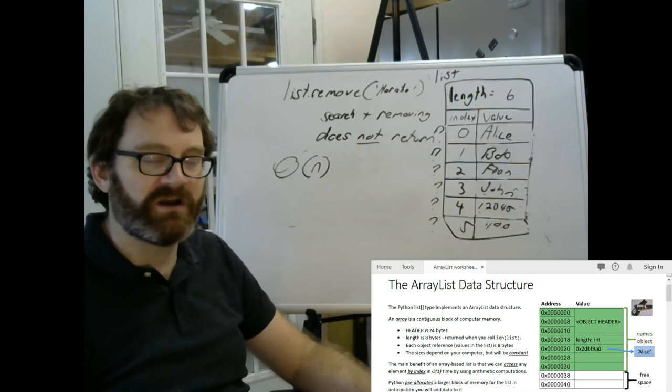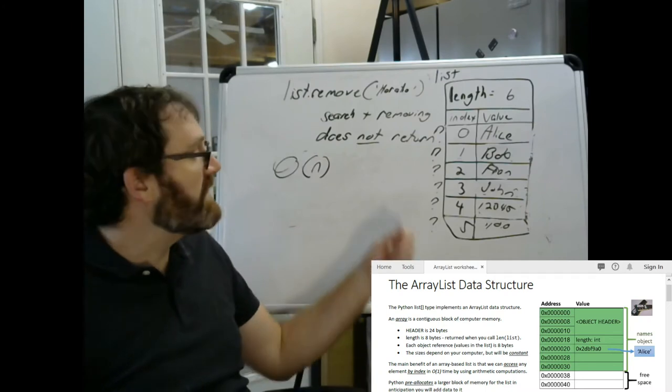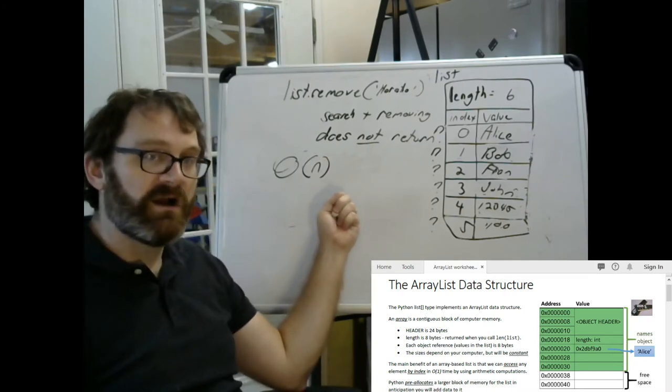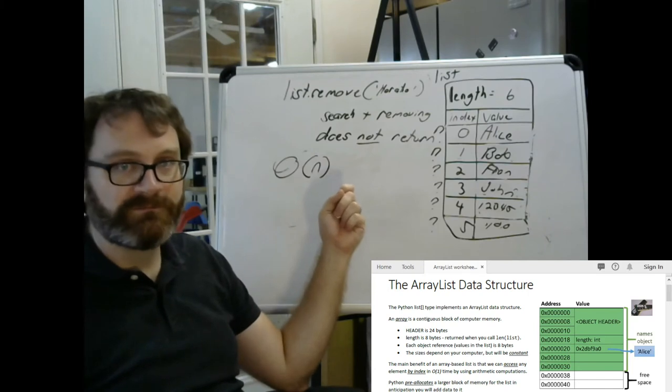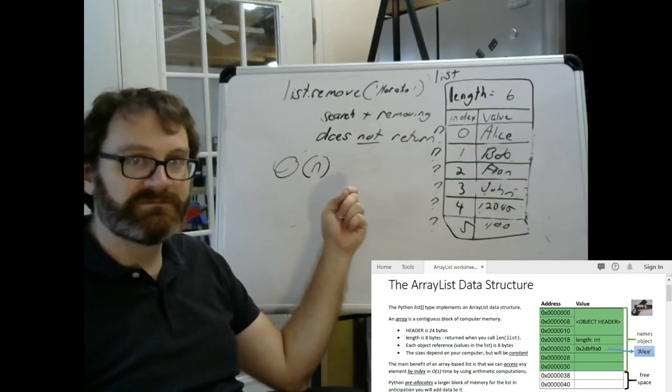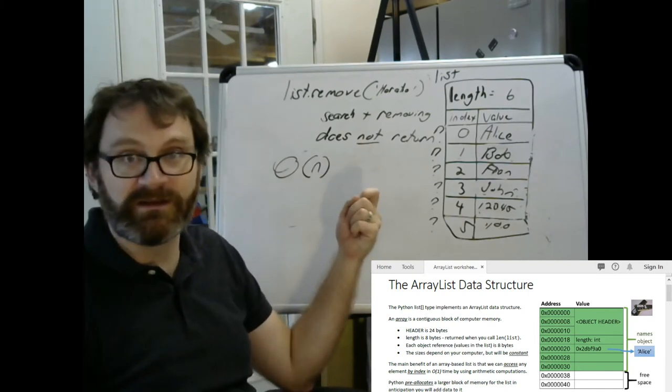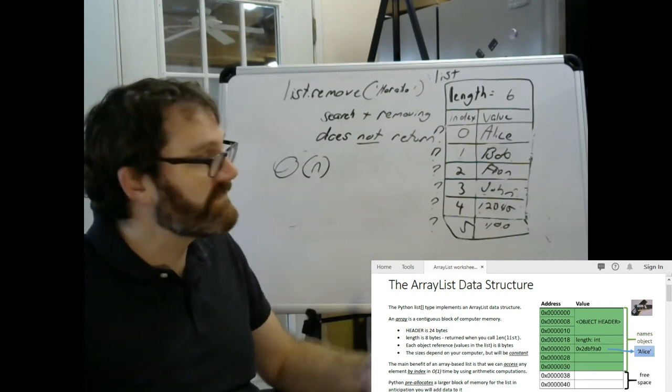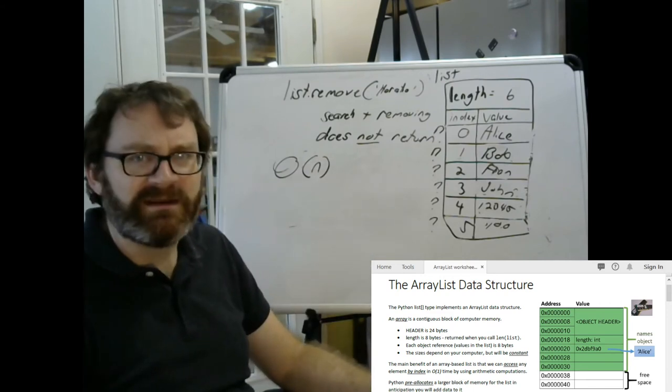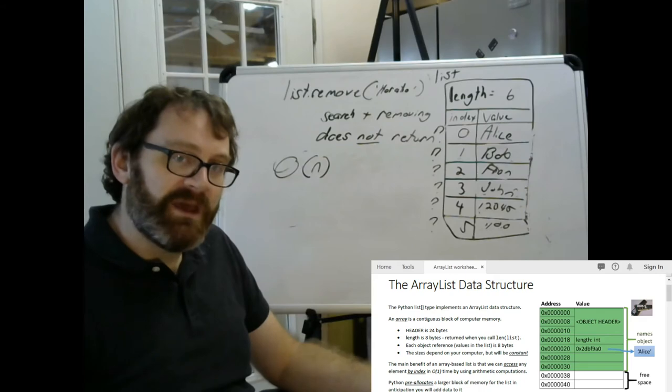Because I'm trying to remove something that isn't there. If you do this in Python, go try it. You will get an exception. I believe it will say value error. Value is not in the list, something like that, right? So, pretty mad. And it doesn't matter, right?